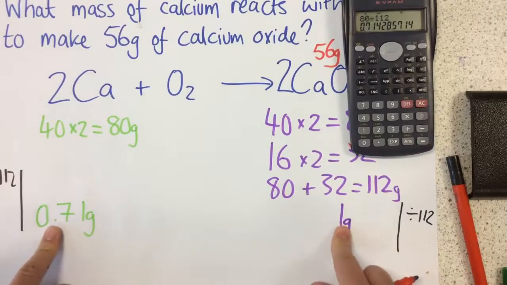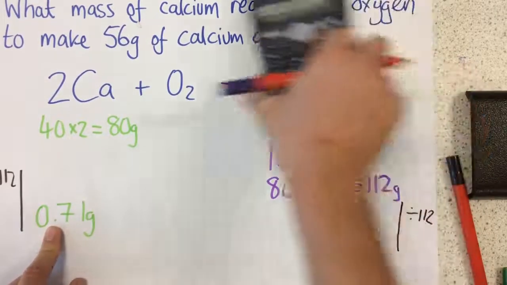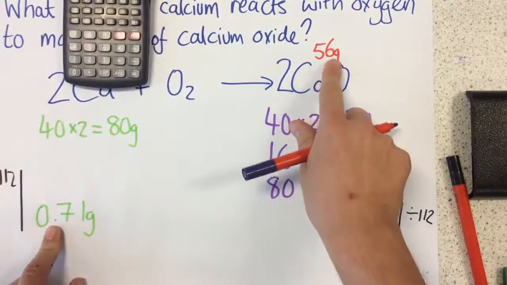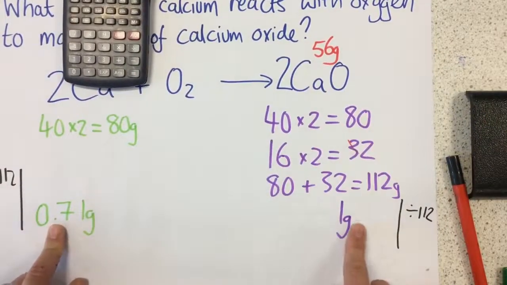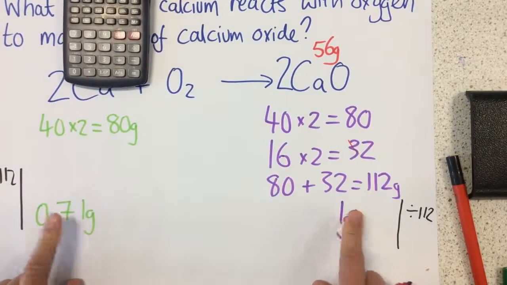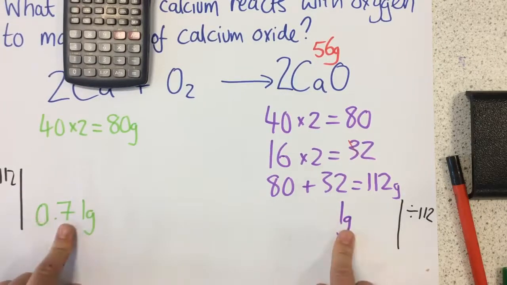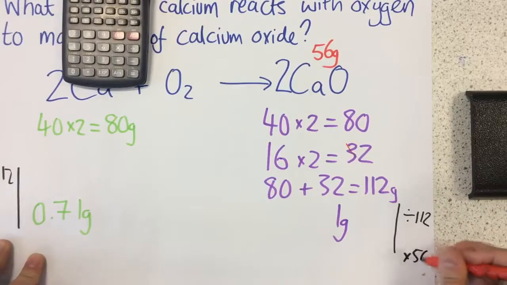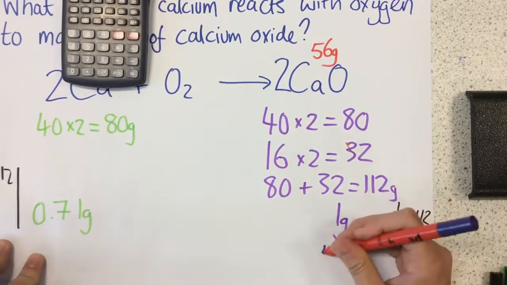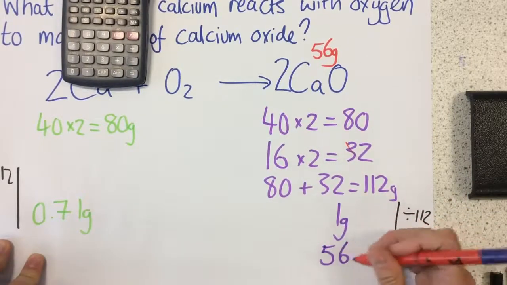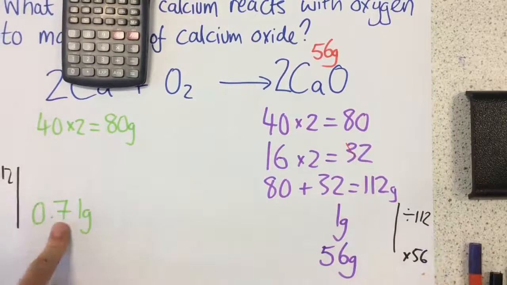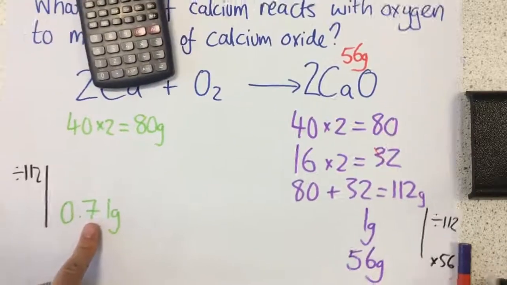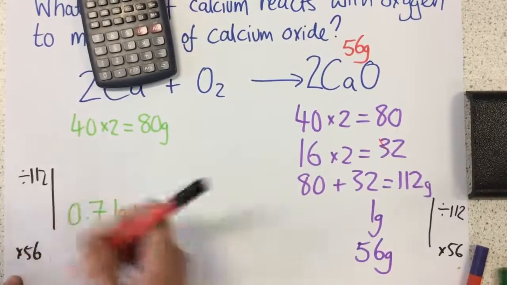But I'm not interested in making 1 gram. I'm interested in making 56 grams. So what do I have to do? Well, I have to times both of these by 56. Okay, so we can see this one is now 56 grams. So all I need to do to find my answer is times this by 56 as well.